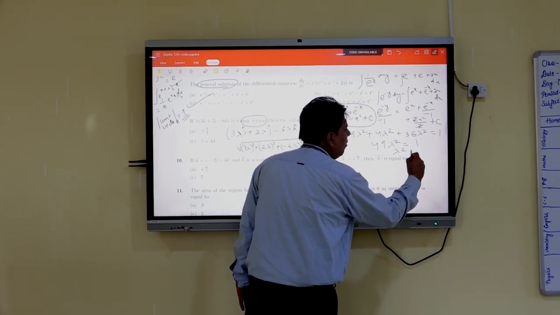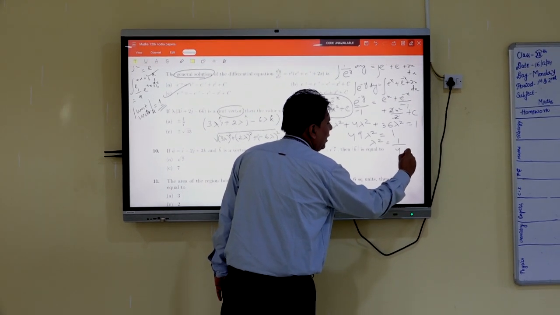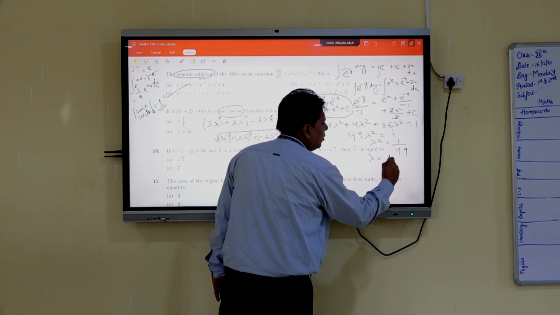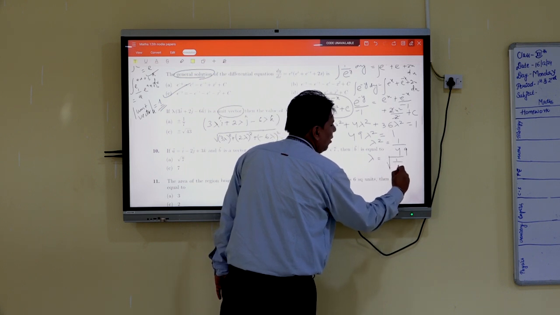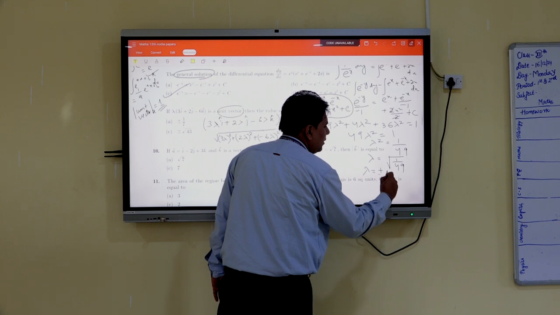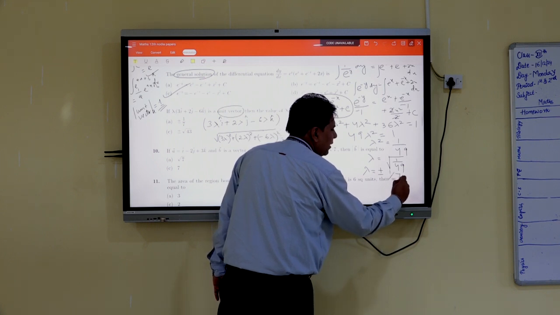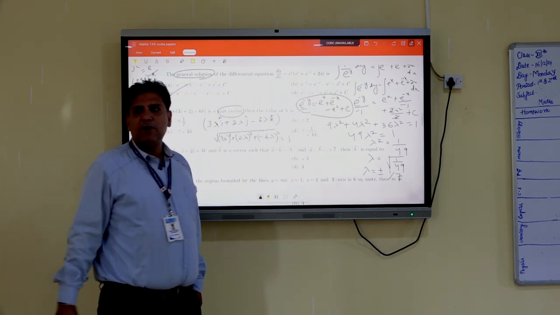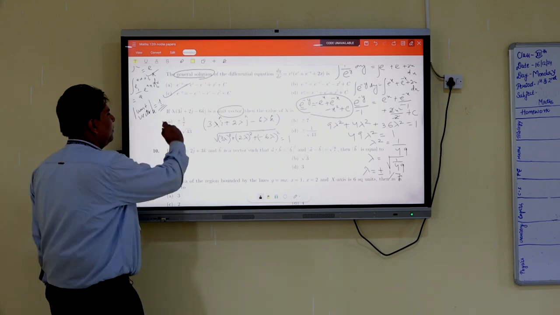So lambda square equal to how much? 1 upon 49. So lambda will be the square root of 1 upon 49. So lambda equals plus or minus 1 by 7. So this is my answer.